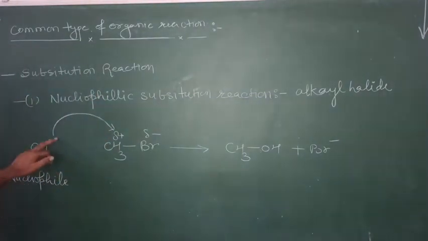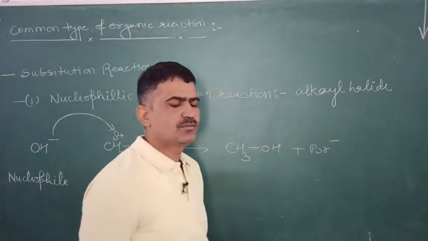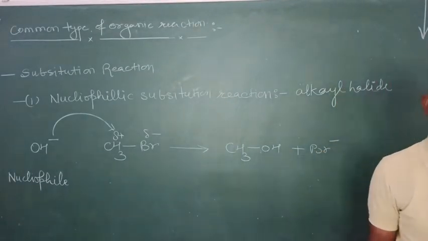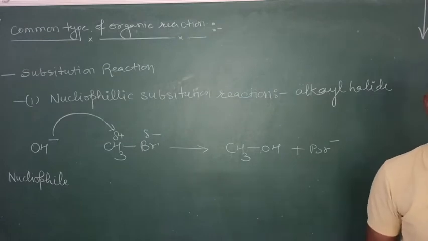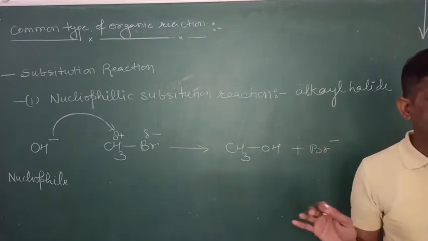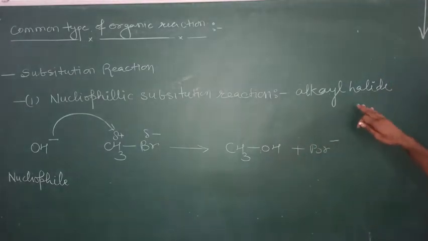In that, this negatively charged nucleophile removes this negatively charged bromine ion. The strong nucleophile will displace or remove the weak nucleophile. This is the example of nucleophilic substitution reaction. These are mainly employed in alkyl halides.